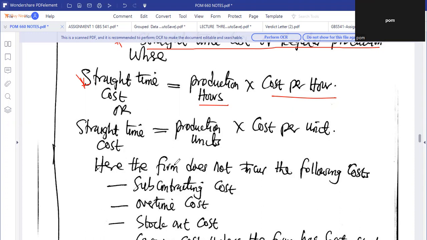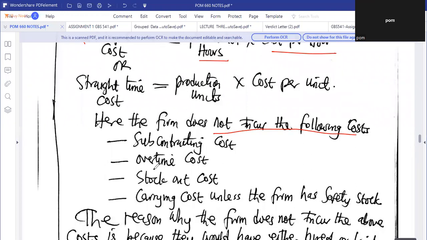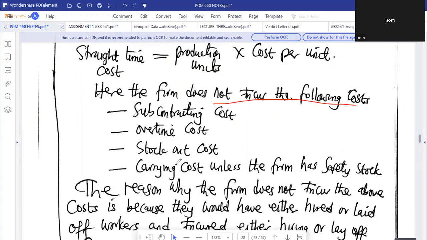So hire as many employees as possible who can work to meet the demand of students. An example: hire as many tutors as possible so that you can meet your demand. So you don't have to subcontract, and a firm here does not incur subcontracting costs. They also don't incur overtime because you would have hired as many workers as possible. So you're avoiding the overtime aspect. Then you're also avoiding telling people that we don't have stock, so you're avoiding the stock out cost, which is just the cost of losing business.